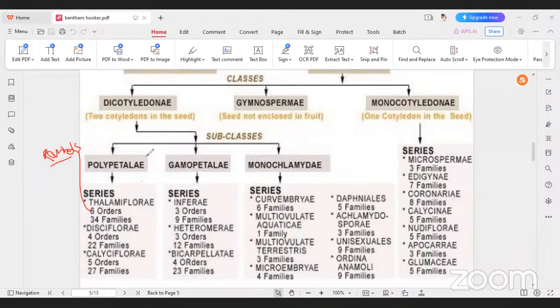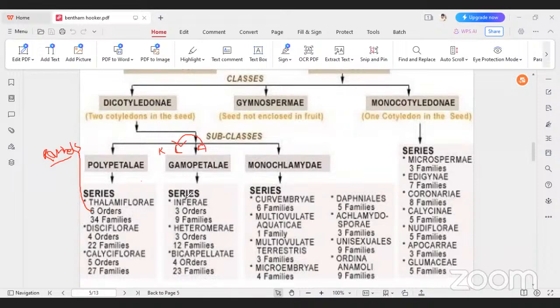Already told you Gamopetalae character. The gamopetalous characters: biseriate perianth, like polypetalae. Biseriate means sepals and petals separate. Here also sepals and petals separate, and petals are fused. Here the petals free, there petals are fused. And epipetalous condition. Epipetalous condition means calyx, corolla, androecium present. Epipetalous means if androecium is fused with corolla, that condition is called epipetalous condition.